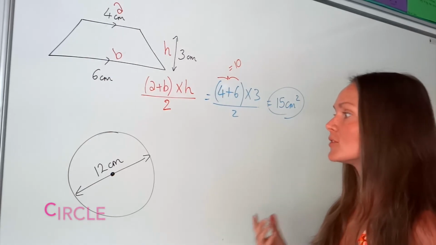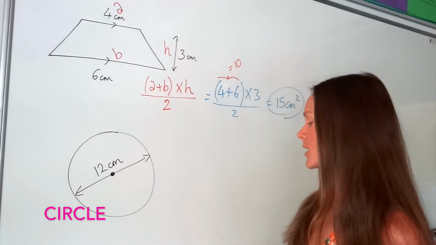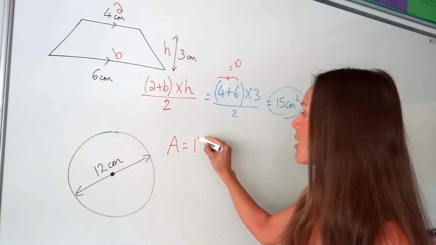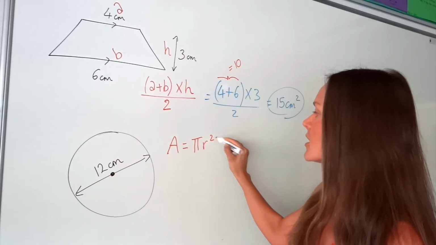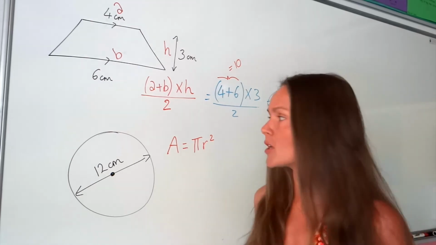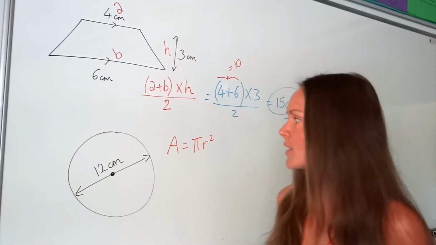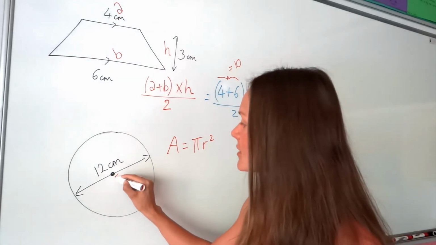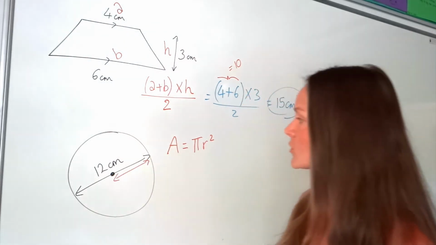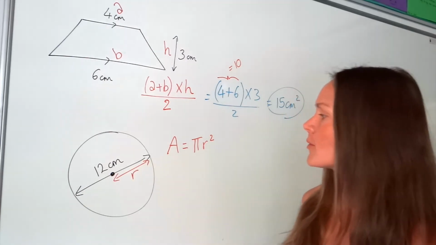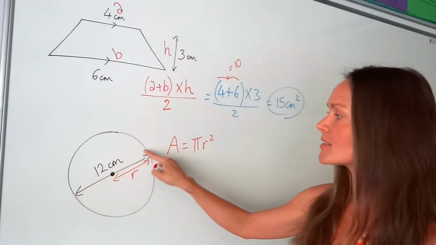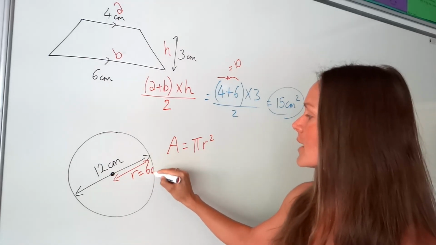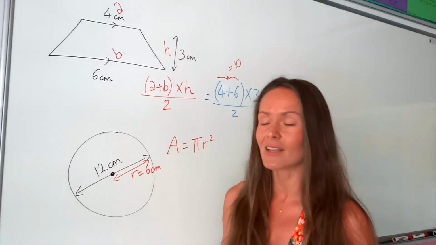Now, here I have a circle. The formula for working out the area of a circle is A equals pi r squared. Pi is an irrational number and it's approximately equal to 3.14. And r is what we call the radius, which is the distance halfway across the circle. So it's this distance here. If this diameter is 12, half of 12 is 6. So the radius in this circle is 6 centimeters.